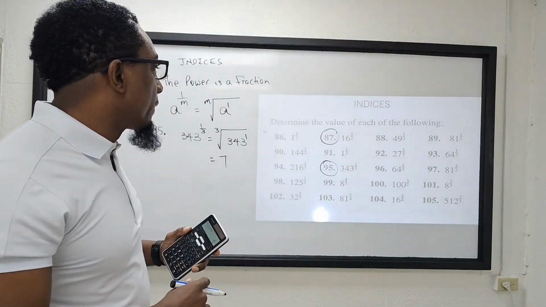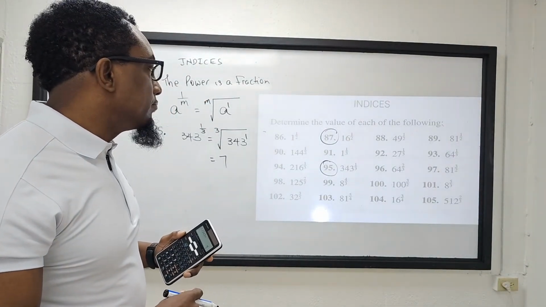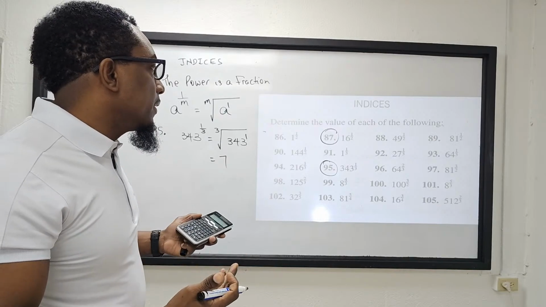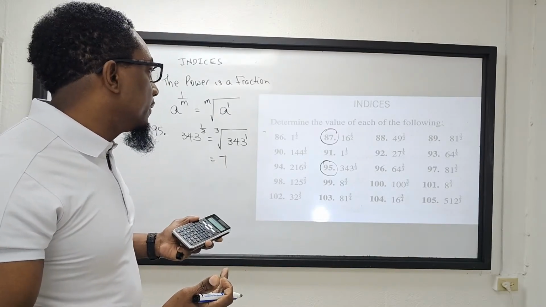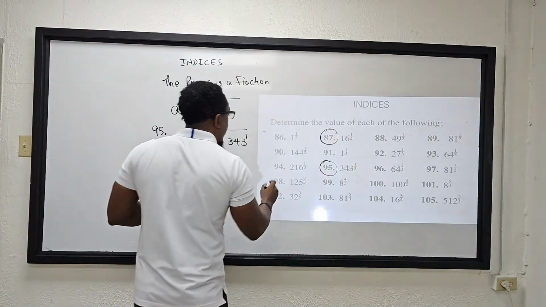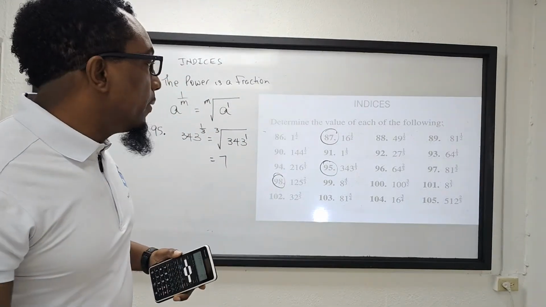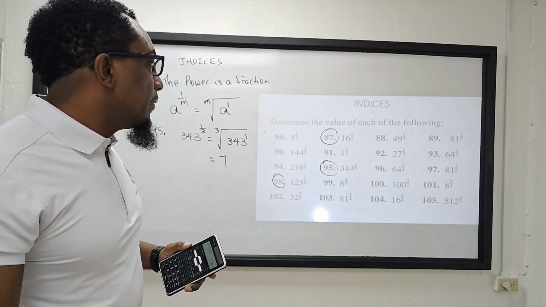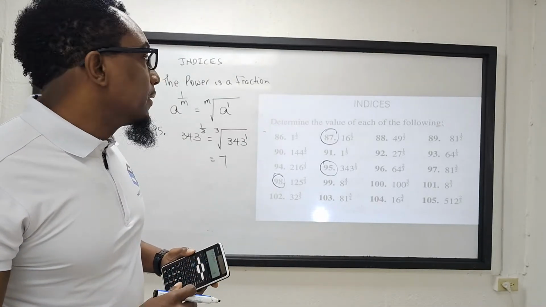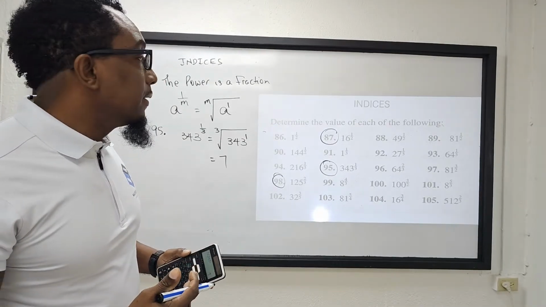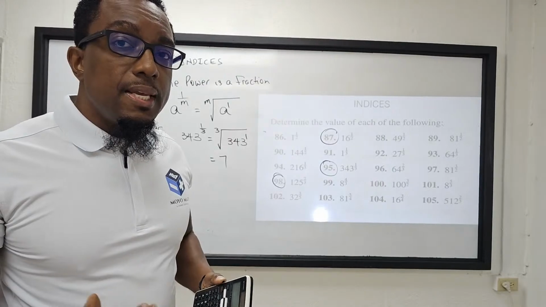Then let's take another. Let's take 98: 125 to the power of 2/3. I'm circling. I'm just doing 3 because then I will show you as well another approach you can use to get the same result.